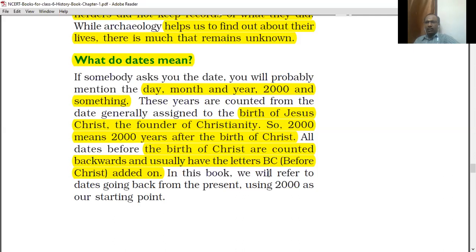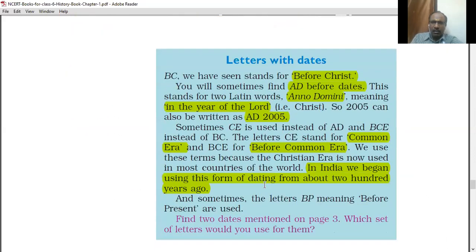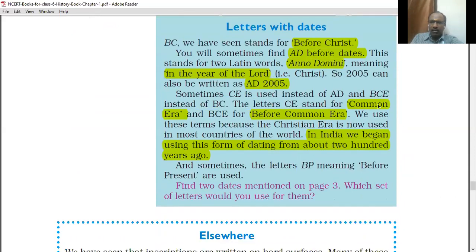So 2020 and adding those 500 years, 2500 years ago. So like that, dates and letters go with the date. That is BC, before Christ, and AD, Anno Domini. AD means Anno Domini, in the year of the Lord. And we also use Common Era, CE, or BCE, before Common Era. In India, we began using this form of dating from about 200 years ago.